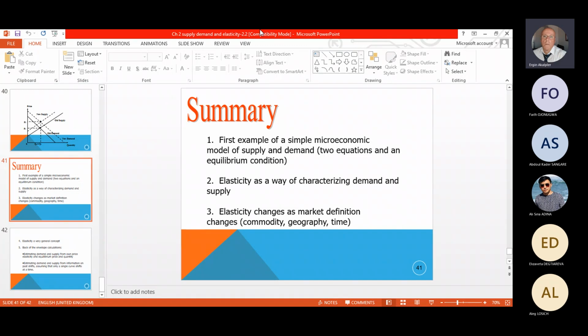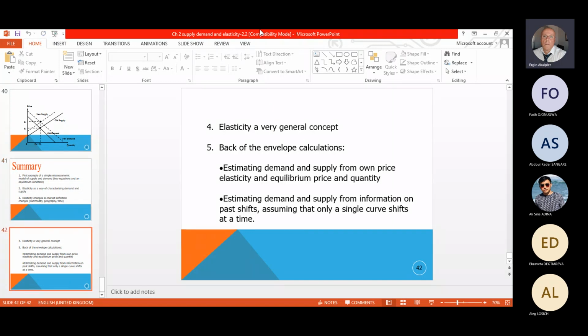Summarizing this: the first example of the simple microeconomic model of supply and demand is given here, with two equations and the equilibrium conditions; elasticity as a way of characterizing demand and supply, and elasticity changes as market definition changes, commodity, geography, and time. Elasticity is a very general concept, with back of the envelope calculations, estimating demand and supply from own price elasticity and equilibrium price and quantity, and estimating demand and supply from information on past shifts, assuming that only a single curve shifts at a time. This was the presentation for elasticity.